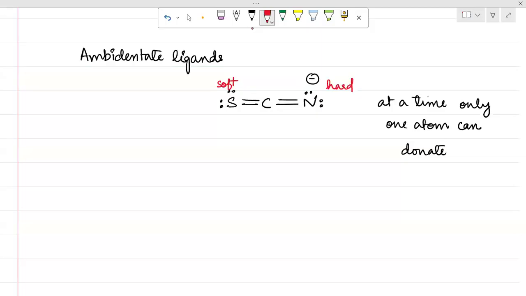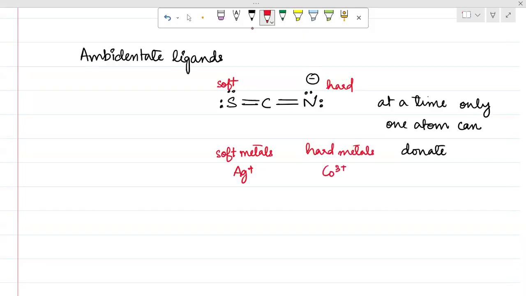How did it become hard? How did it become soft? You will get it from chemical bonding. Now, soft centers will bind to soft metals only. For example, Ag+. Nitrogen won't bind to Ag+ because nitrogen is hard. Hard centers will bind to hard metals like cobalt 3+.